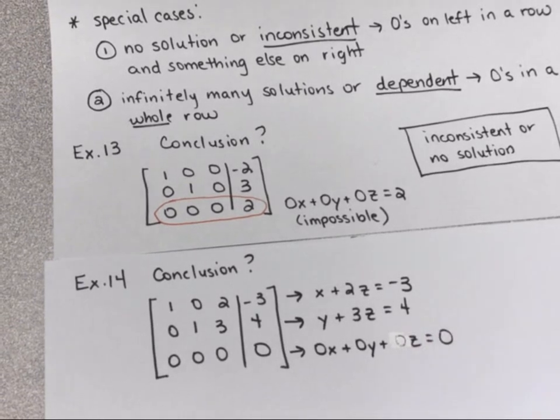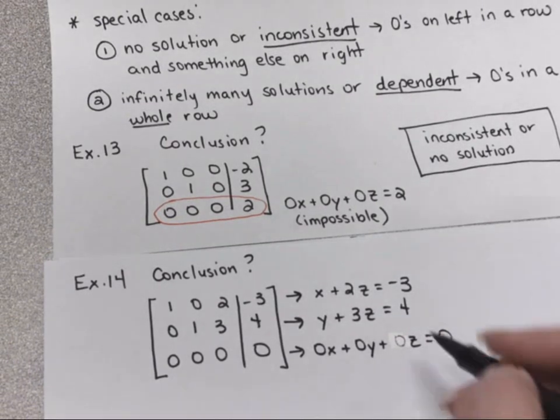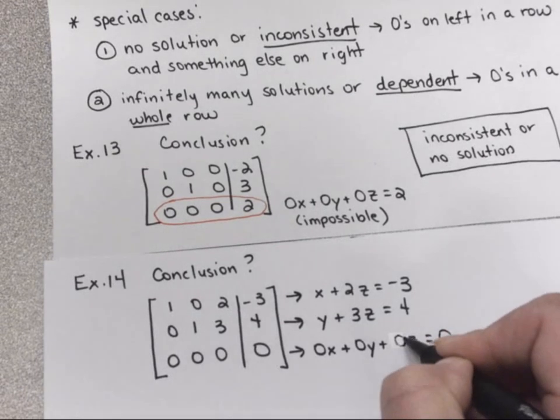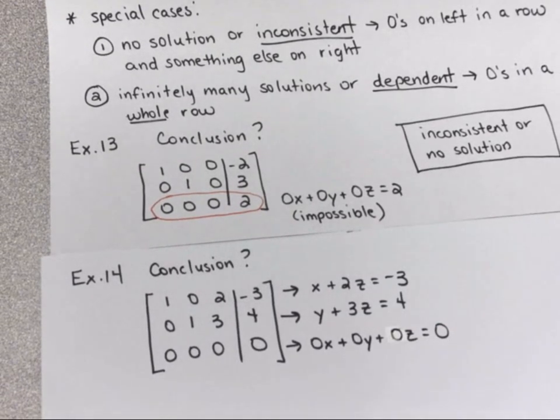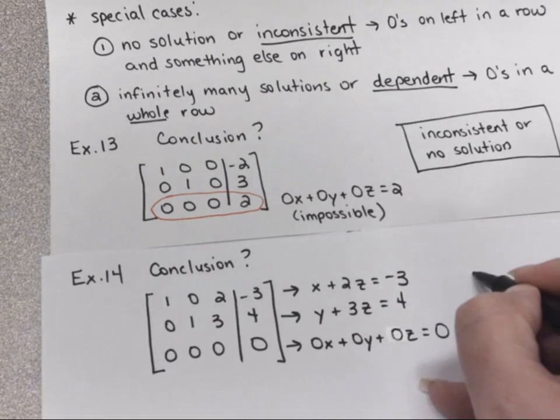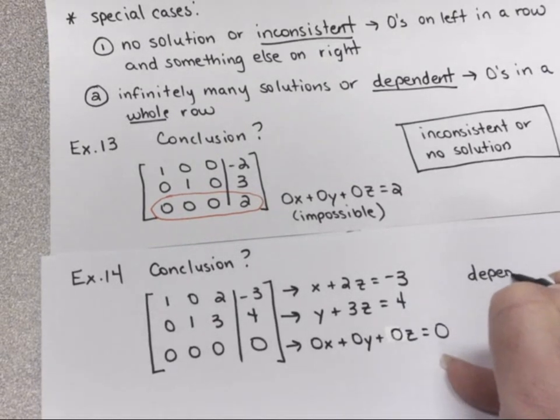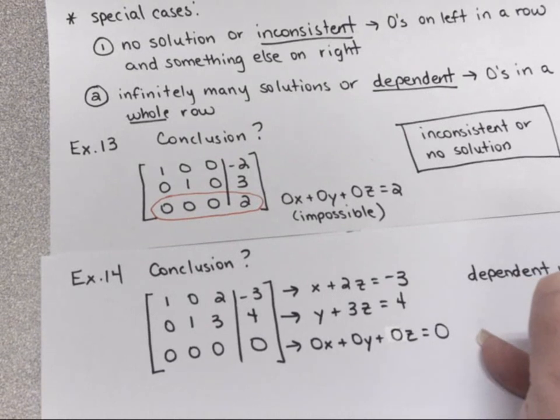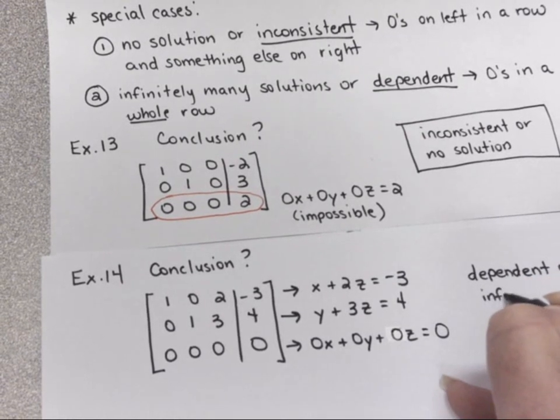Because would it matter what x, y, and z are, really? No, 0x plus 0y plus 0z, no matter what those three numbers are, is always going to be 0. So we don't get something that throws the whole thing out. We get something that's just not really all that helpful. So I do want to say that this is dependent, and remember, that means infinitely many solutions.